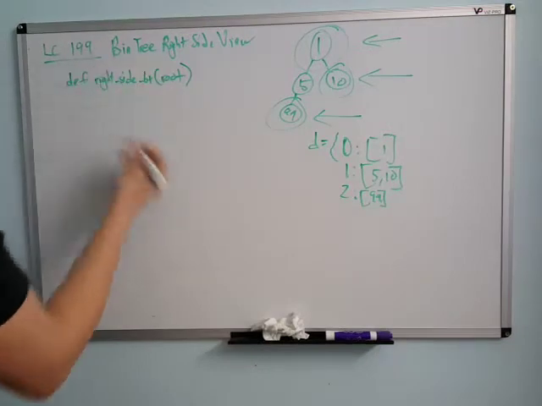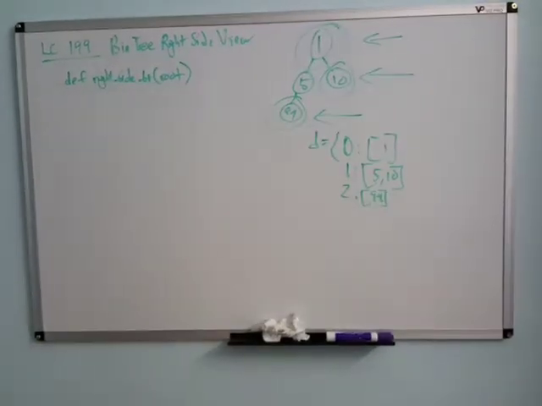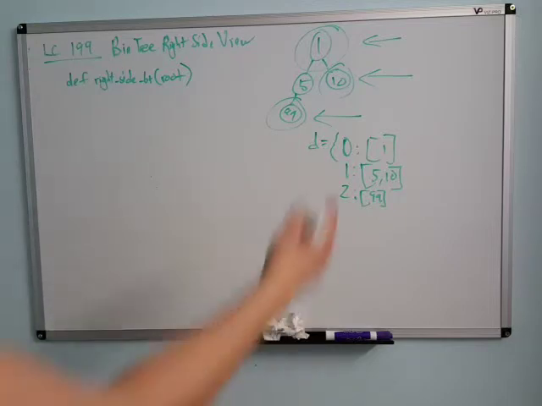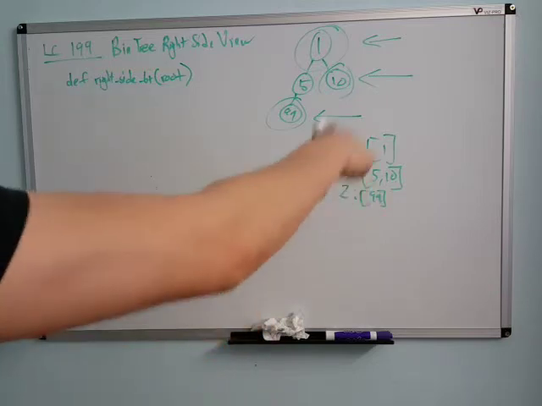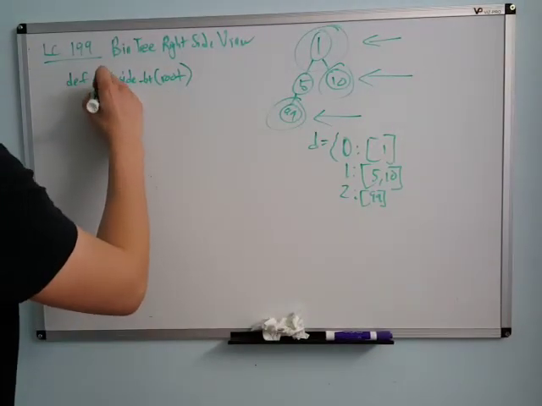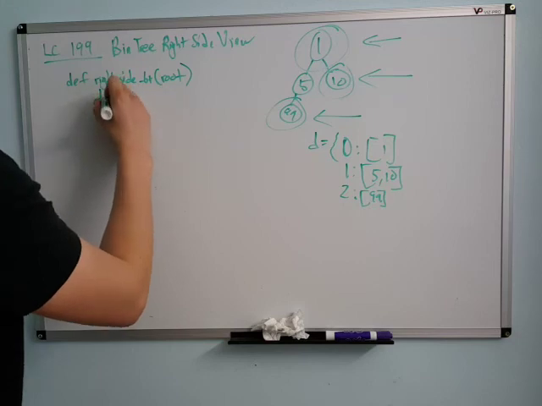So in Python, you could just import defaultdict from collections, it just saves lines of code. You could also just use a regular dictionary and then create those values as a list, but I'm just going to use the defaultdict. So we'll say D is equal to defaultdict of list.